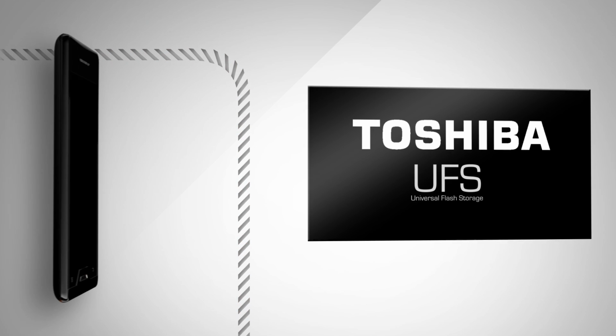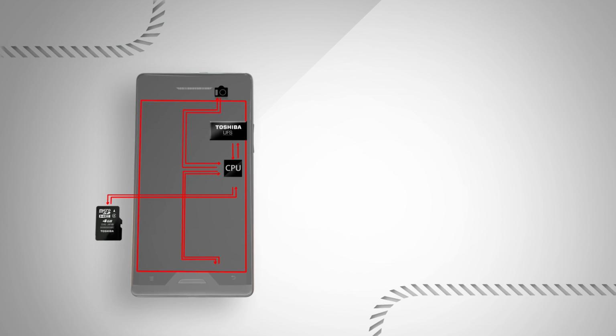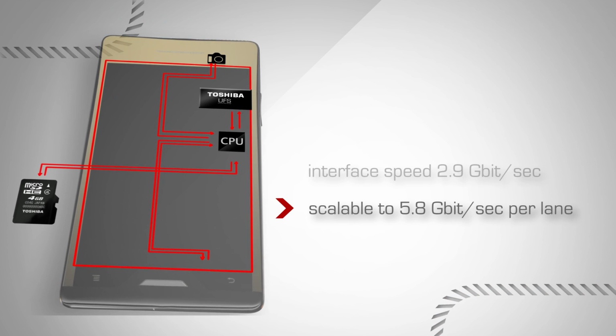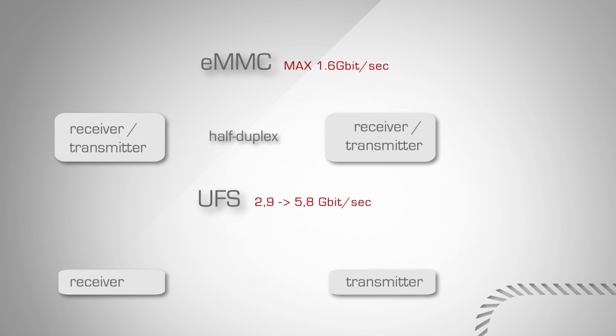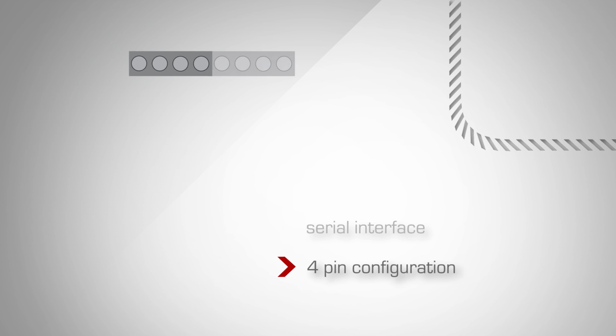UFS is designed to be the most advanced specification for embedded flash memory storage in mobile phones and tablet PCs. As you might expect, a key difference between the two standards is speed. UFS offers scalability from 2.9 to 5.8 gigabits per second while maintaining low power consumption thanks to a lower energy per bit ratio. In contrast to eMMC, UFS provides full duplex communication, while a serial interface directly translates into space savings in the final design of UFS devices due to a smaller number of pins. In addition to well-established features already offered by eMMC, UFS also supports command queuing to complement the benefits of multitasking operating systems and multi-core CPUs.